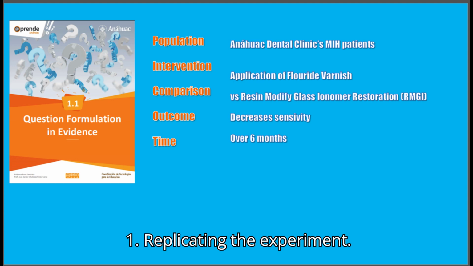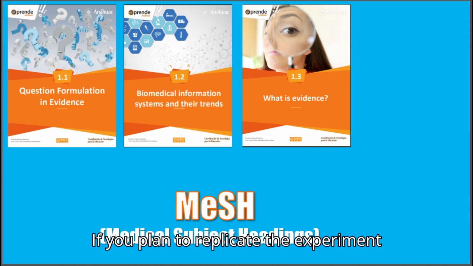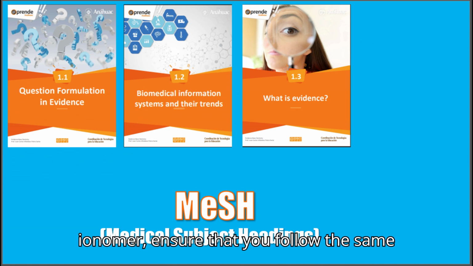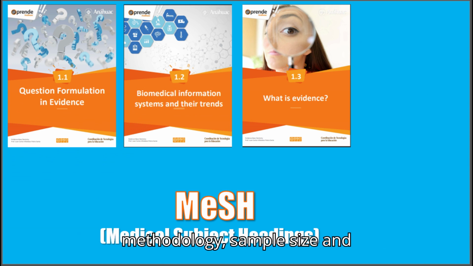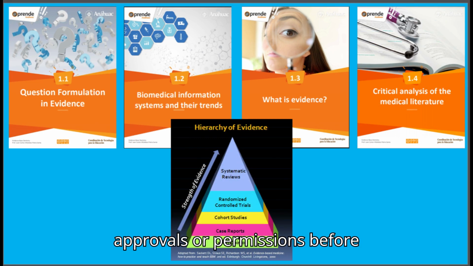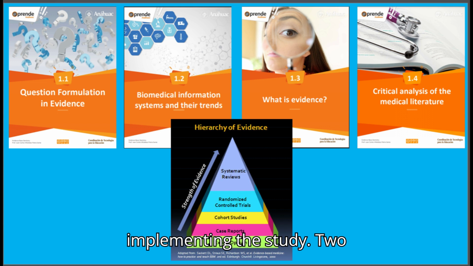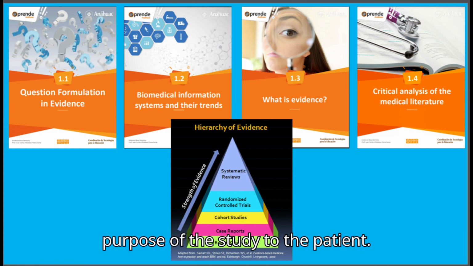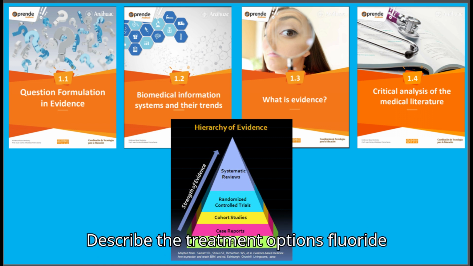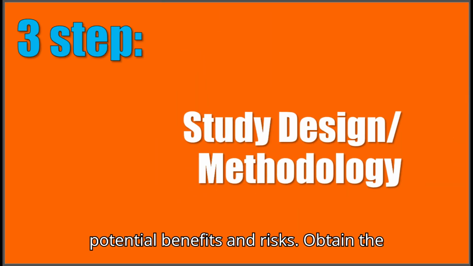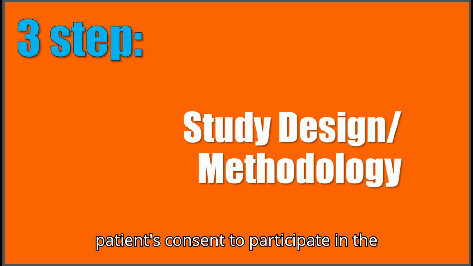1. Replicating the experiment. If you plan to replicate the experiment comparing fluoride varnish and glass ionomer, ensure that you follow the same methodology, sample size, and conditions. Obtain any necessary approvals or permissions before implementing the study. 2. Informing the patient. Clearly explain the purpose of the study to the patient. Describe the treatment options, fluoride varnish versus glass ionomer, and their potential benefits and risks. Obtain the patient's consent to participate in the study.